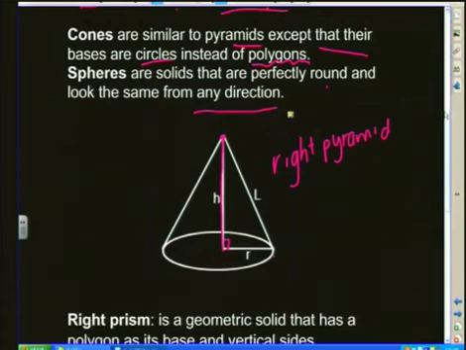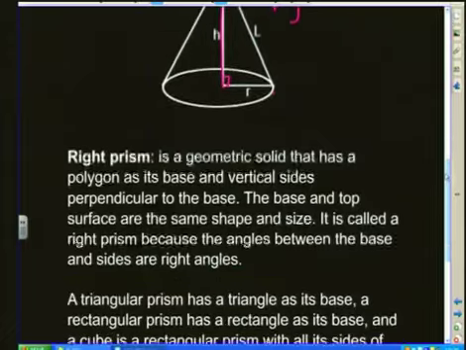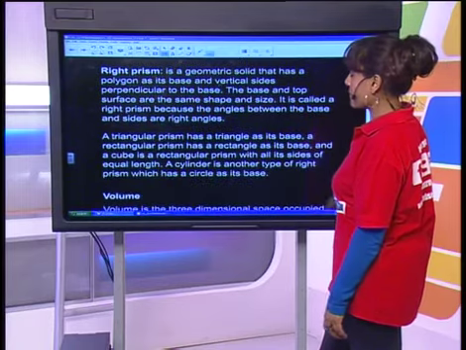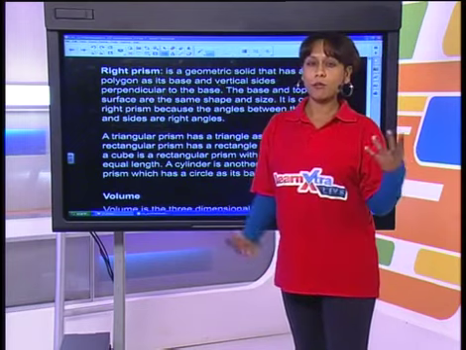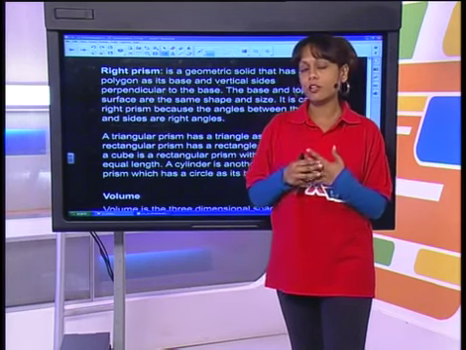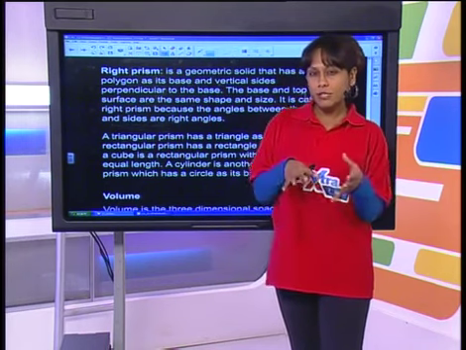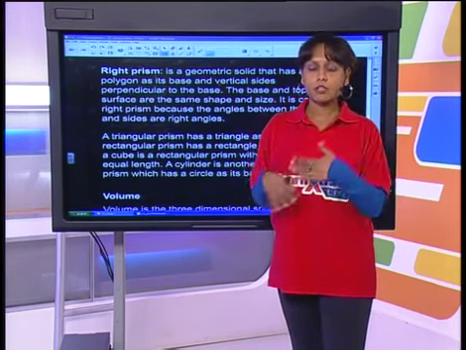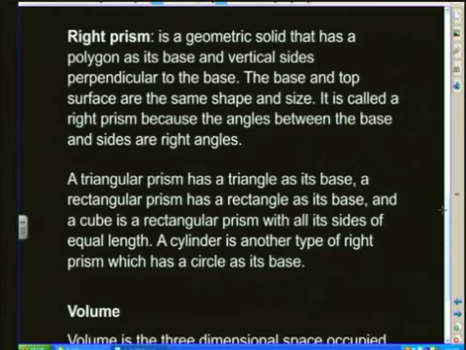Okay? Now, it's interesting to know all that stuff about pyramids and cones and all of that, but most of our work today, the most common part of this section comes from working with right prisms. Okay, so don't get confused. We were talking about pyramids, now we're talking about prisms. So what is the difference? Well, a right prism is a geometric solid that has a polygon as its base, and the vertical sides are perpendicular to the base. Big difference there. So here the vertical sides have to be perpendicular to the base.